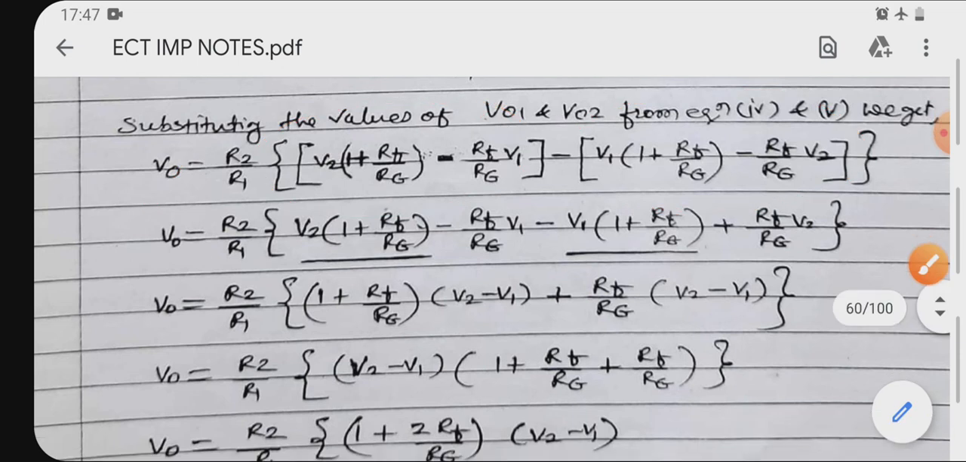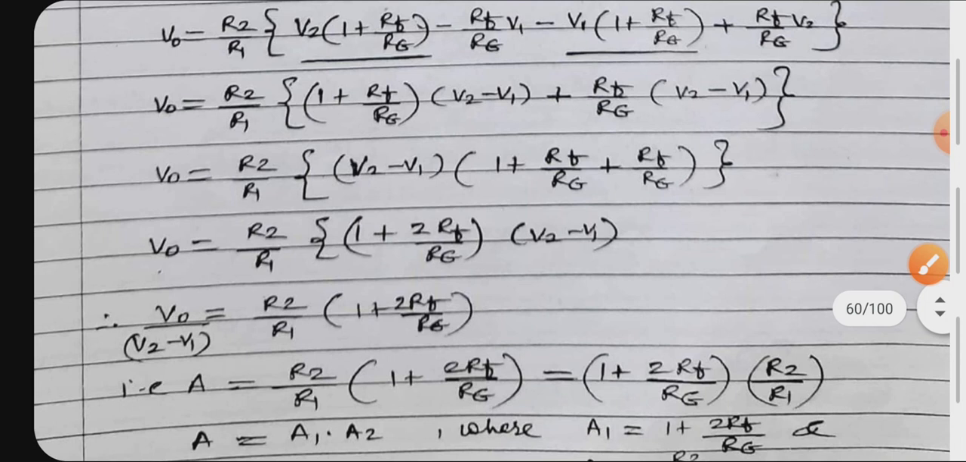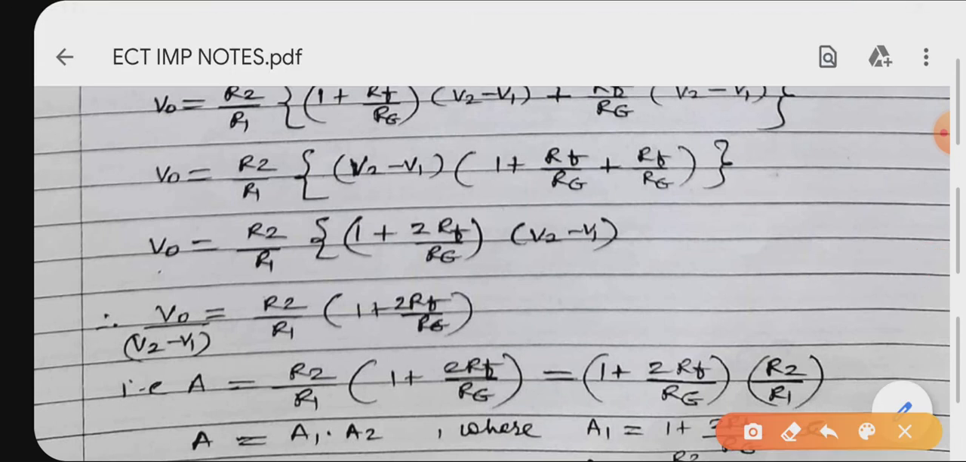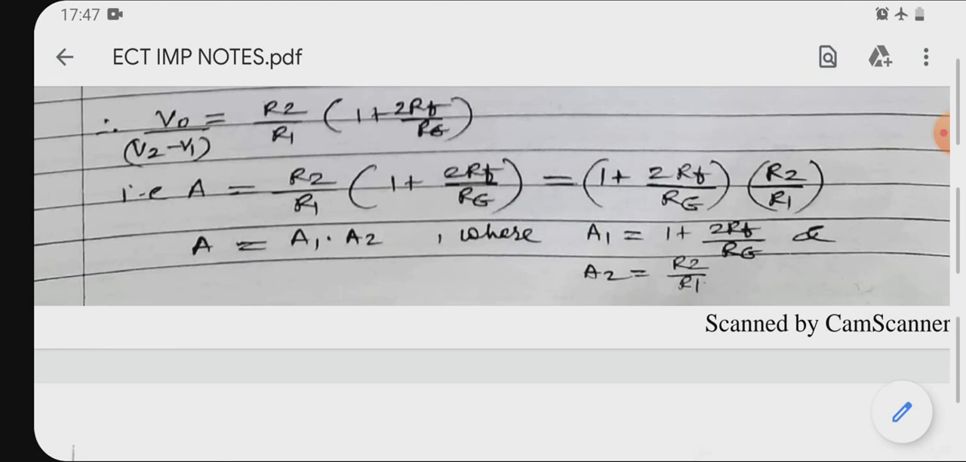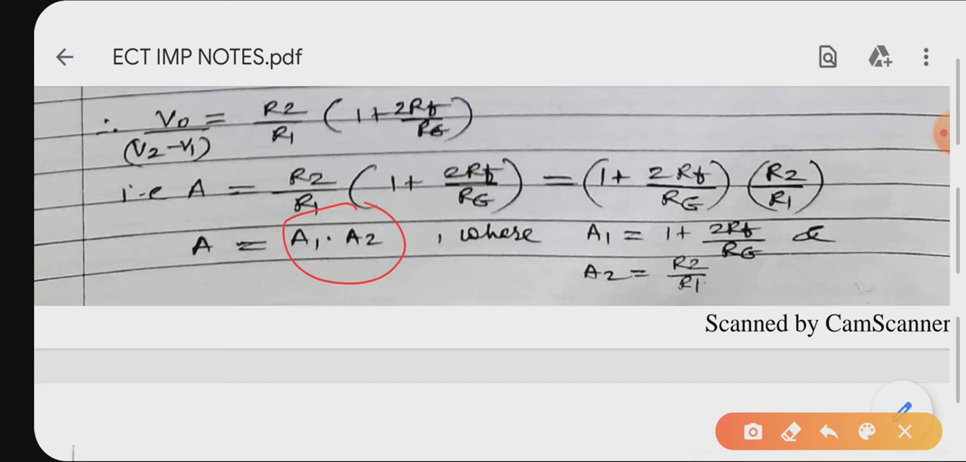After rearranging the terms and simplifying this equation, finally you will get VO by V2 minus V1 is equal to 1 plus 2RF by RG into R2 by R1. So VO by V2 minus V1 is nothing but gain, output upon input. You can say here that the final equation of gain of instrumentation amplifier will be the product of the gains of the two stages.